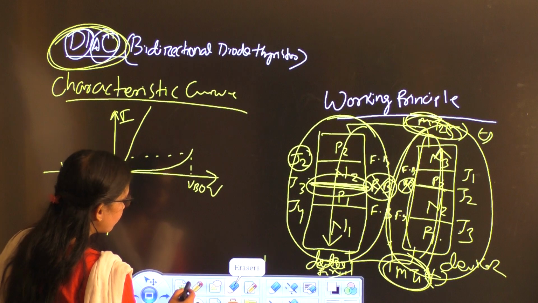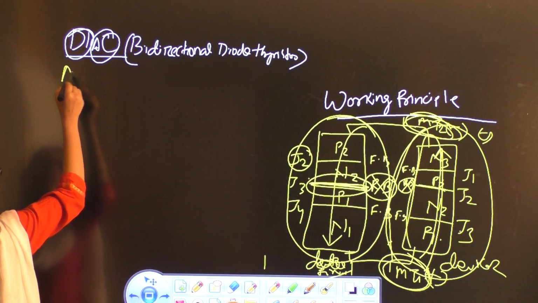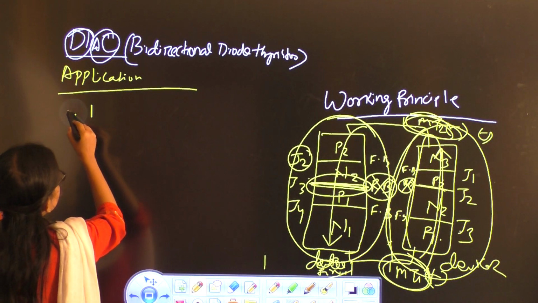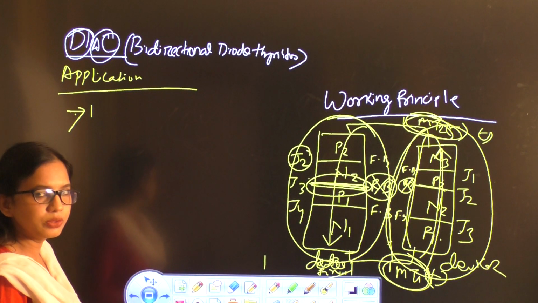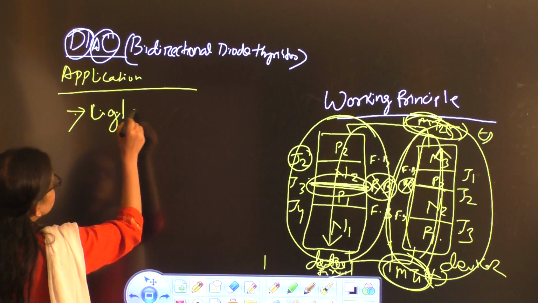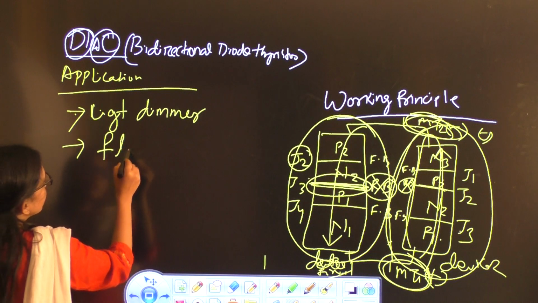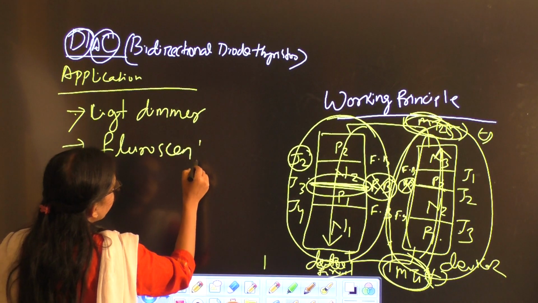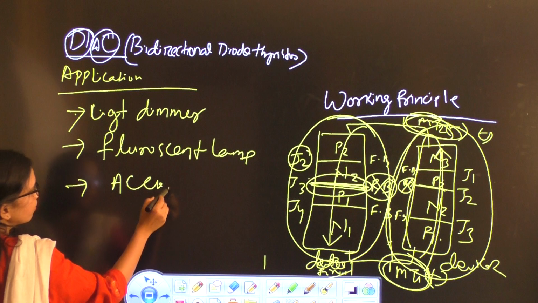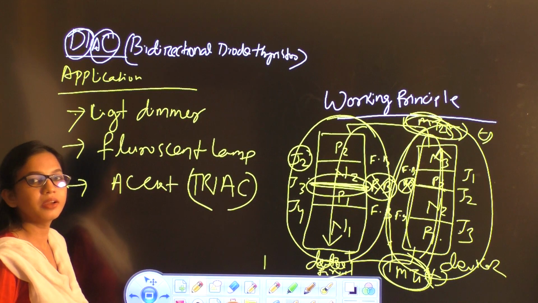So now let's move to the application of DIAC. DIAC is generally used in light dimmers, fluorescent lamps, and AC circuits where the TRIAC is used. That means it is used along with the TRIAC in the AC circuit.